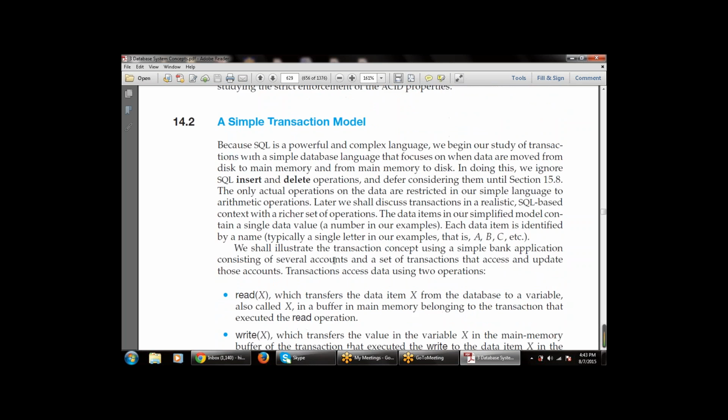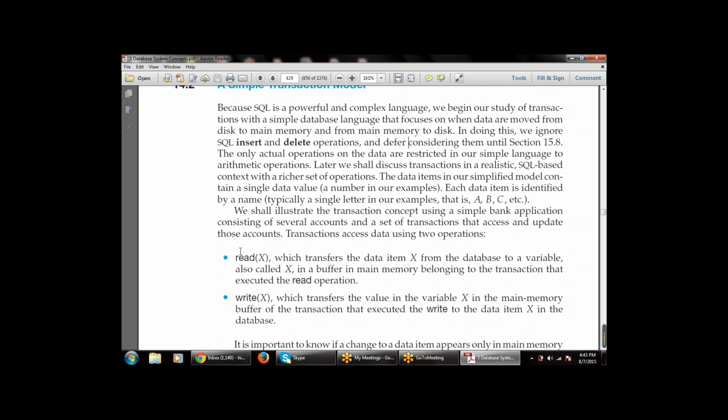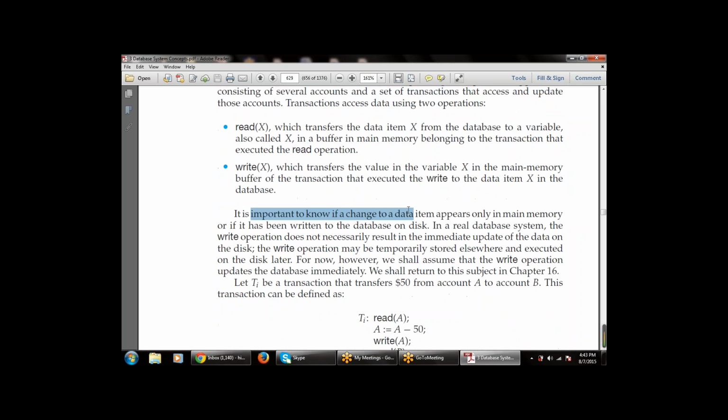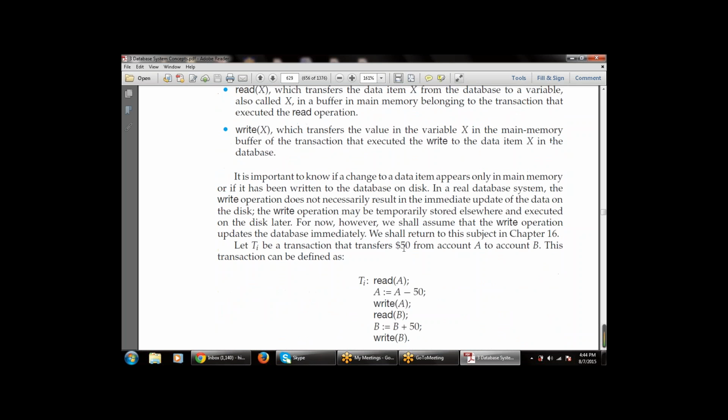So there are two operations by which the transaction accesses data, that is read and write. Read means reading the data from the database into a variable, and write means writing the data into the main memory buffer of the transaction. So it is important to know if a change to a data item appears only in the main memory or has been written to the database on the disk. In a real database system, a write operation does not necessarily result in the immediate update of the data on the disk.